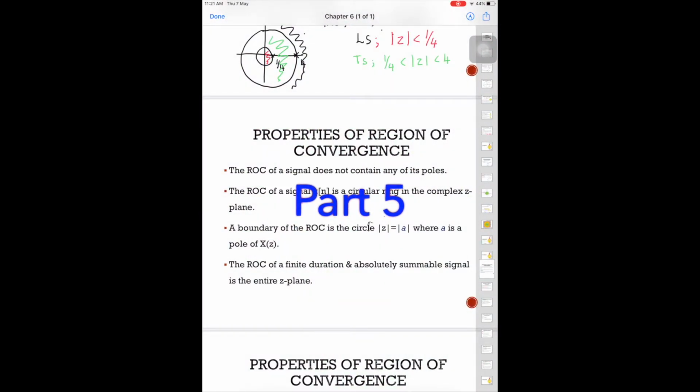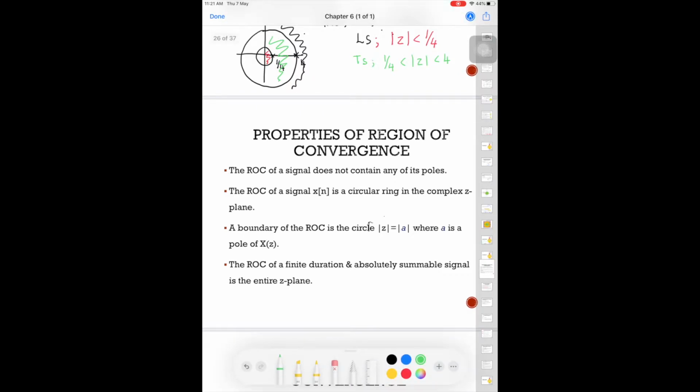Okay, next we are going to look at the properties of regions of convergence. The ROC of a signal does not contain any of its poles. Basically I already covered that just now: inside a region you cannot have other poles. That is why, if we have 3-4 poles, we are going to have several two-sided regions.